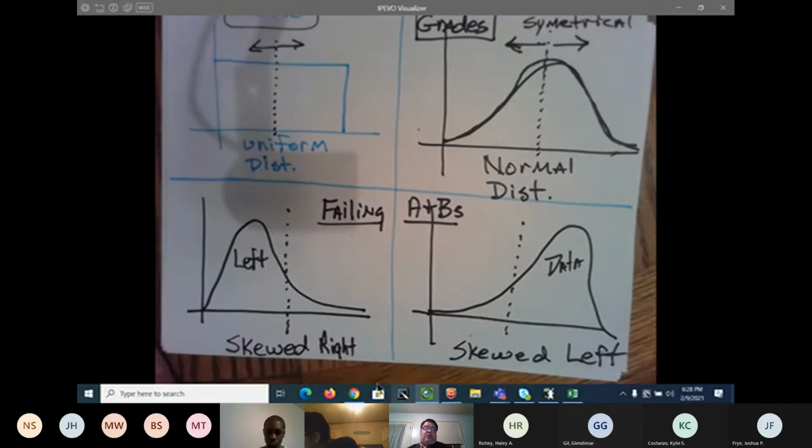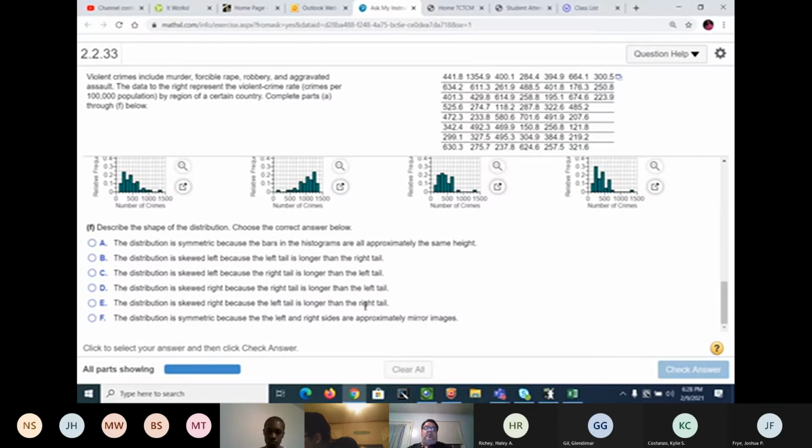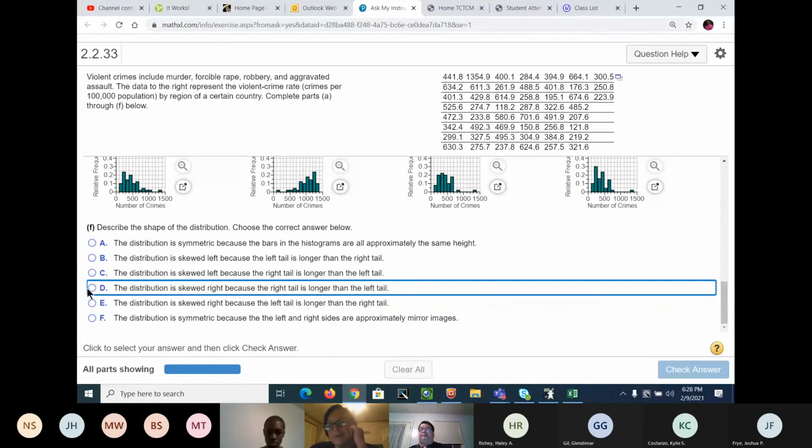So let's go back to the homework. The right tail is longer than the left tail. This is so wrong. Don't put that on the test, okay? They have just messed up a good question. The question is good: describe the shape of the distribution. But they have done it all wrong by saying the right tail is longer than the left tail.